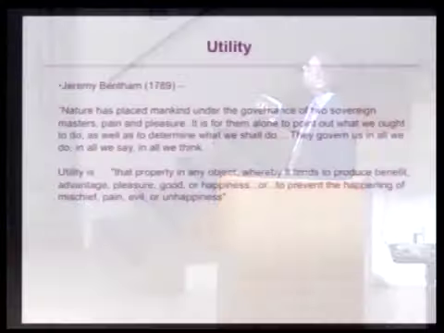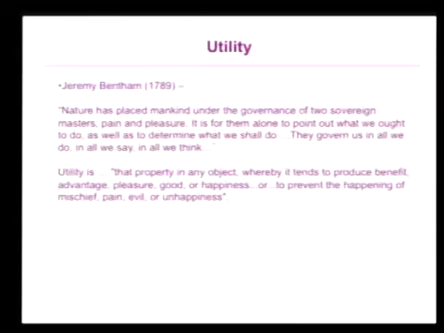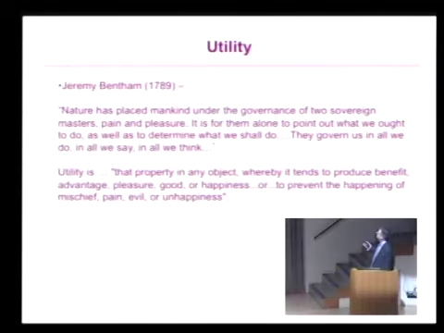And we can go back to Jeremy Bentham, the utilitarian philosopher, to get a handle on this. So he said, nature has placed mankind under the governance of two sovereign masters, pain and pleasure. It is for them alone to point out what we ought to do, as well as to determine what we shall do. They govern us in all we do, in all we say, and all we think. So clearly, our behavior is shaped by seeking out good things, gaining pleasure, and avoiding bad things, avoiding pain.